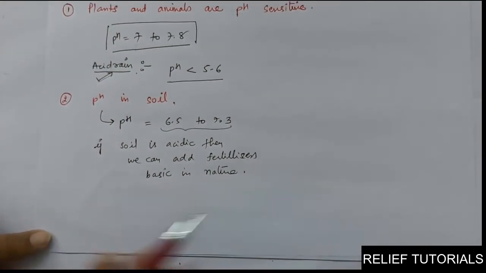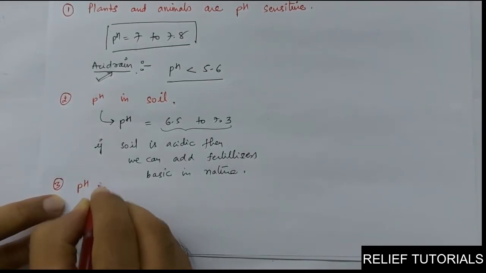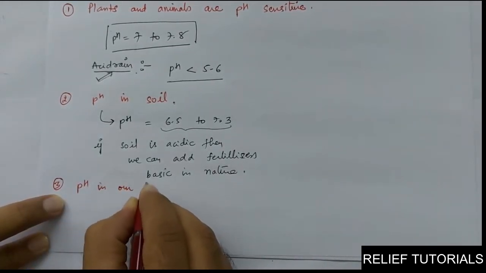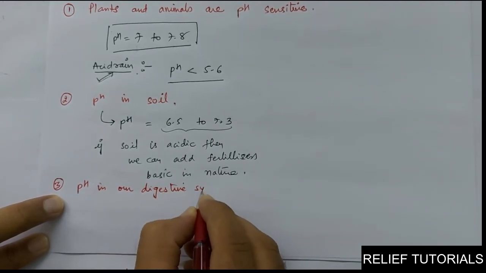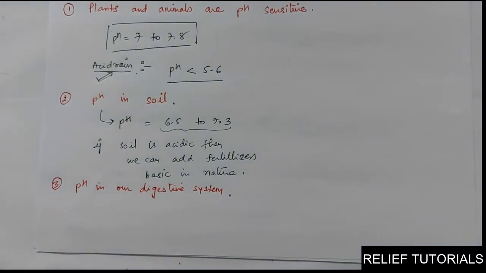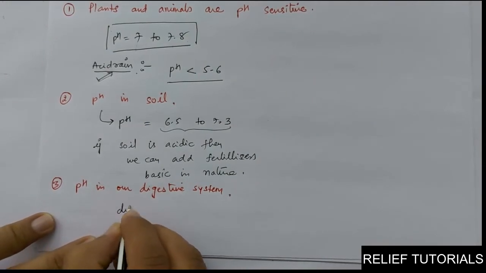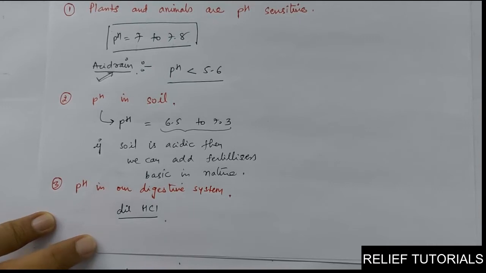Third, pH in our digestive system. We know that to digest our food, the stomach walls secrete a particular type of acid. We know that the acid secreted by the stomach wall is dilute hydrochloric acid.